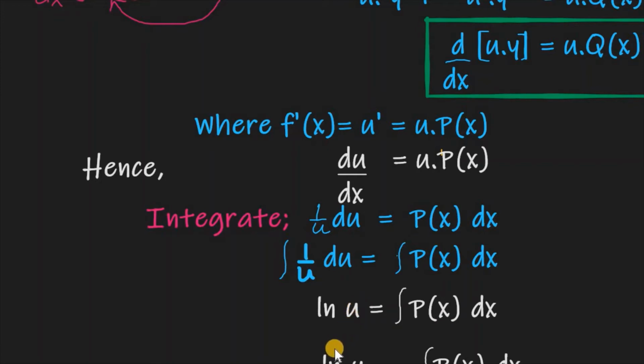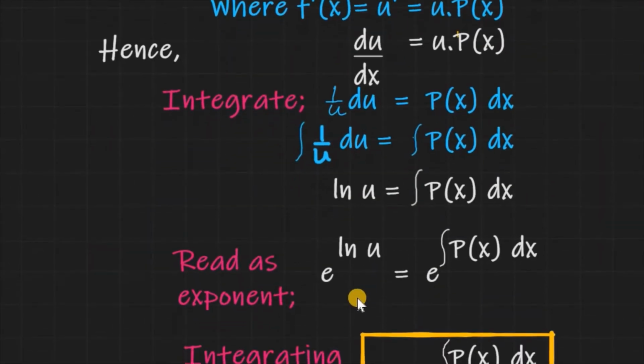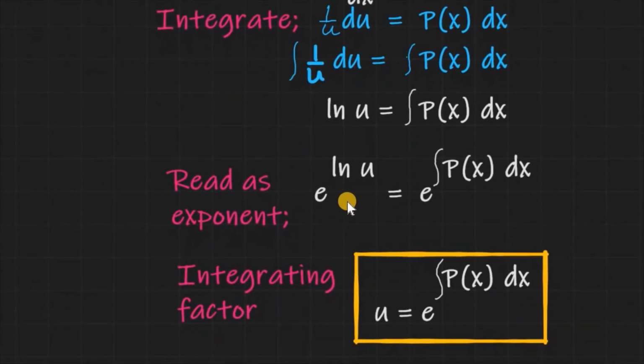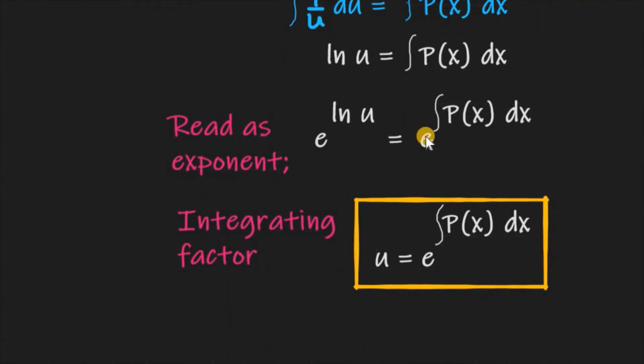So how to get the u? Again, like we have had earlier, we are to read it as an exponent. We introduce e on both sides, like this one. Alright, so we know that from the law of the log, e power ln u is actually u, and this factor we write as e power of this integral of p(x) dx. So that is how we got the integrating factor.